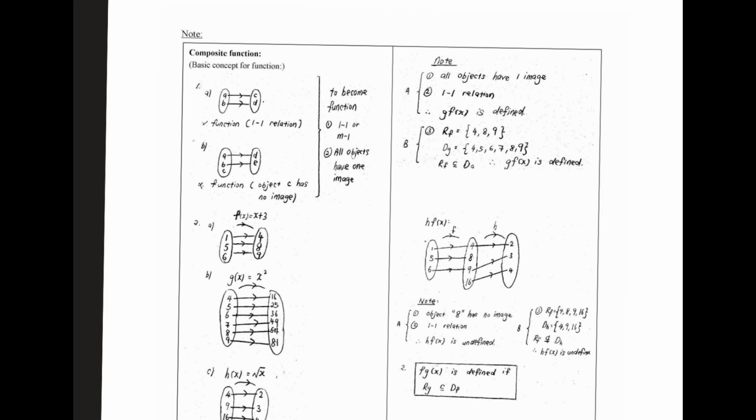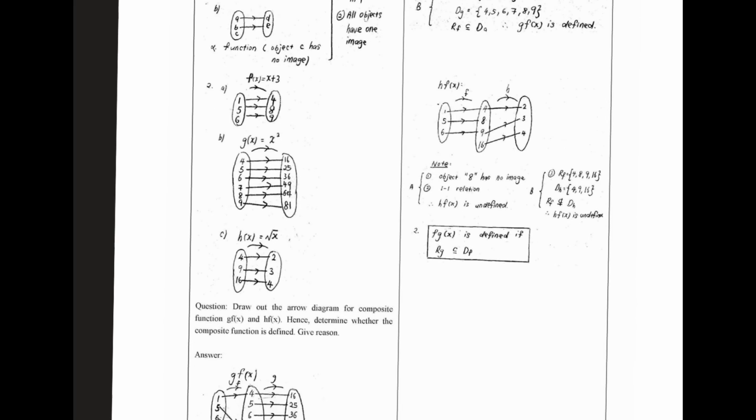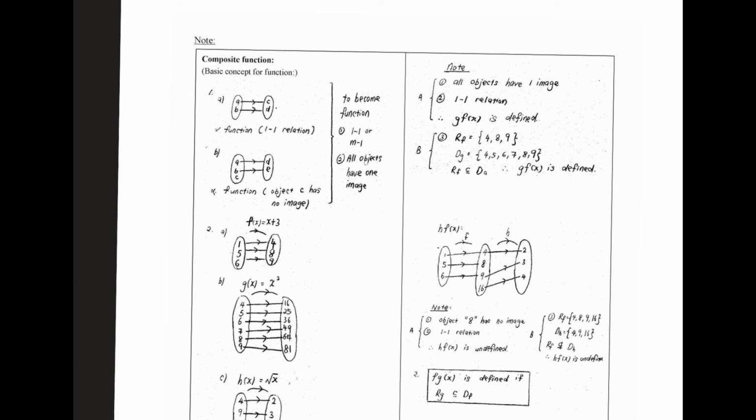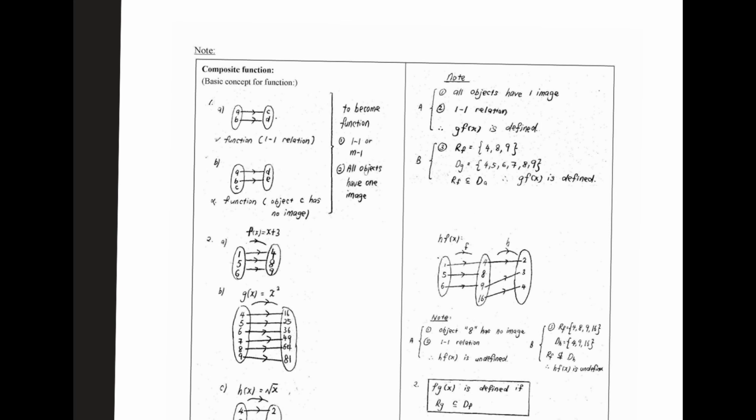Number 2, as you can see here, 1-to-1 relation. Is that a 1-to-1 relation? Let's take a look again. Our composite function, the arrow diagram, you can see, yes, 1-to-1 relation. One object to one image for all the situations here. Okay, it fulfills the second condition. So g(f(x)) is defined, it's valid.